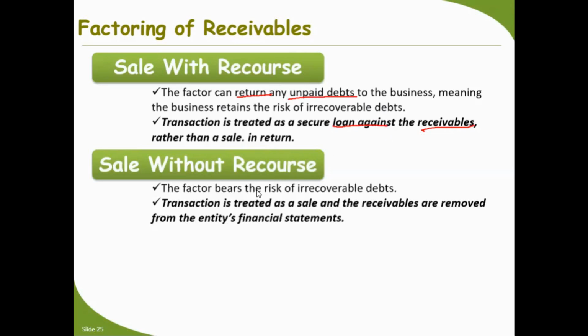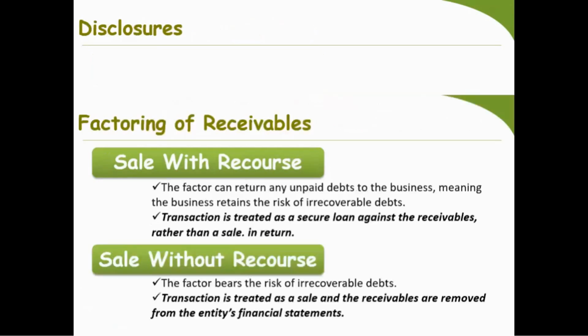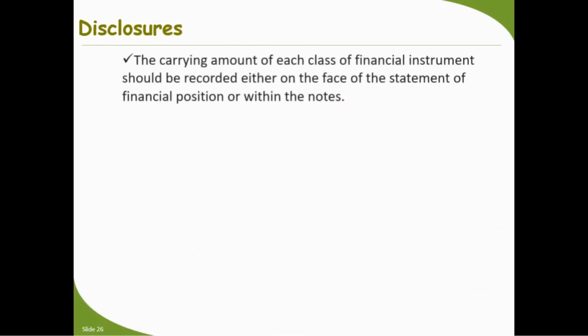But if the risk of default is transferred to the factor, in that case it will be treated as a sale and receivables are removed from the entity's financial statements. Clear? Now, if it is sale with recourse, the amount will be treated as your loan. But if sale without recourse, the amount will be treated as your sale, and you will de-recognize your receivables from your financial statements. Now, what are the relevant disclosures?